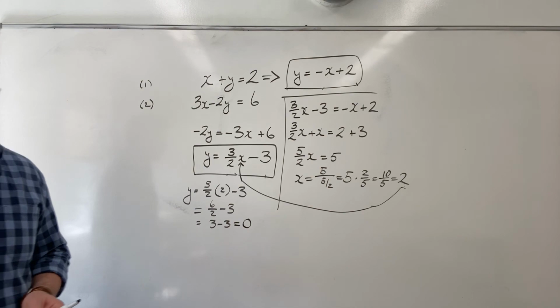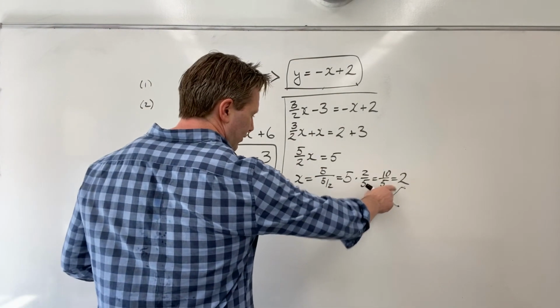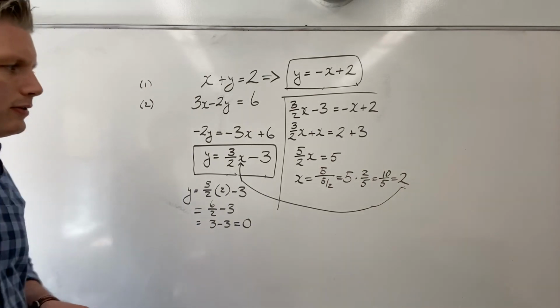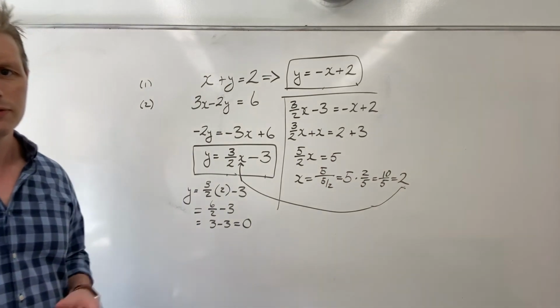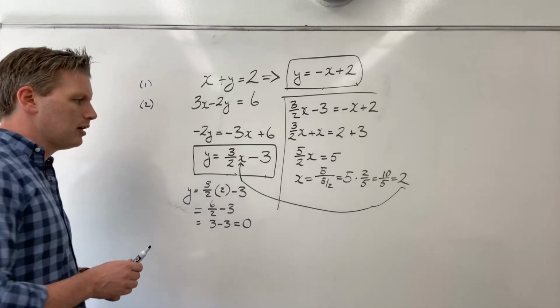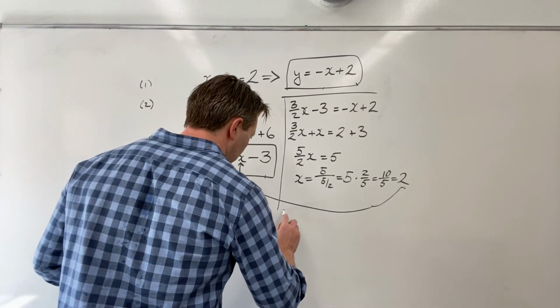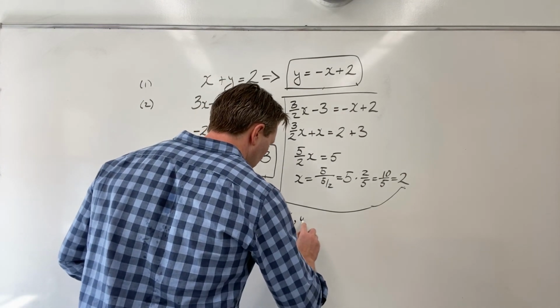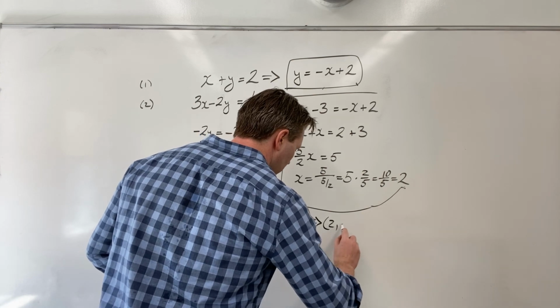Excellent. Because previously I found that the solution to these equations was 2, 0, and so it's nice to see that I get the same answer using this method. And so the solution is, again, 2, 0.